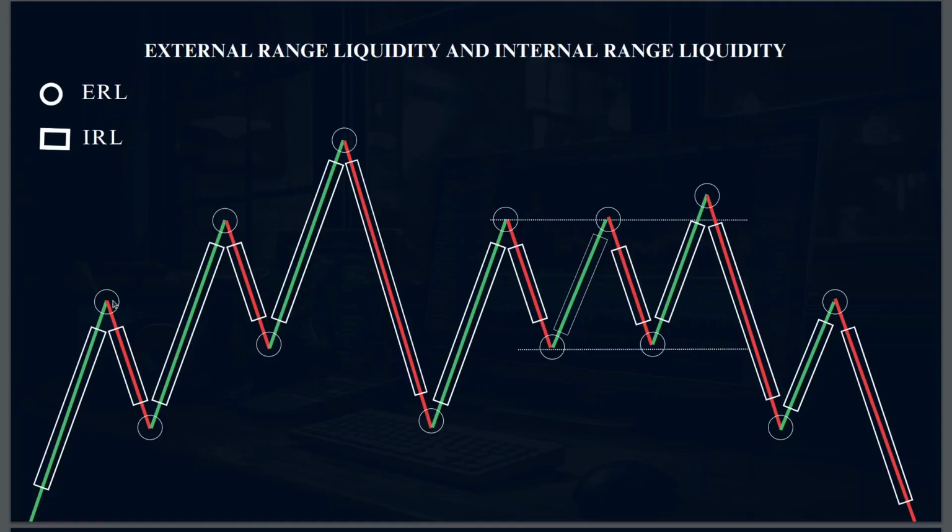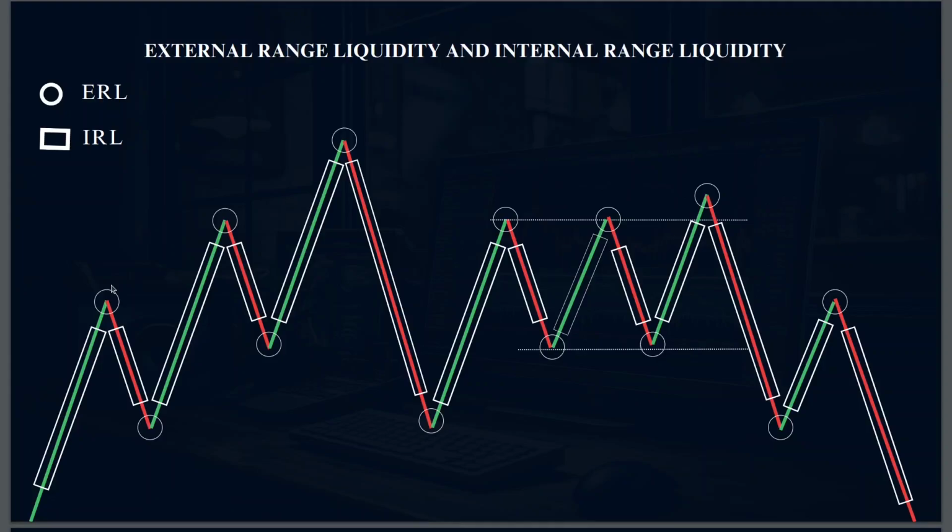Although liquidity exists in every price move, liquidity is everywhere. In this scenario, we have the external range liquidity. What are these external range liquidity? All these swing highs and swing lows are what we classify as external range liquidity levels. What we have here is that price moves from external range liquidity to internal. Always have this on your mind.